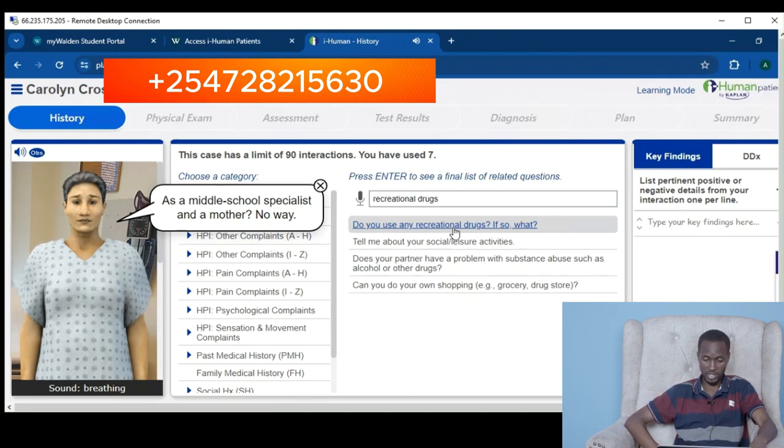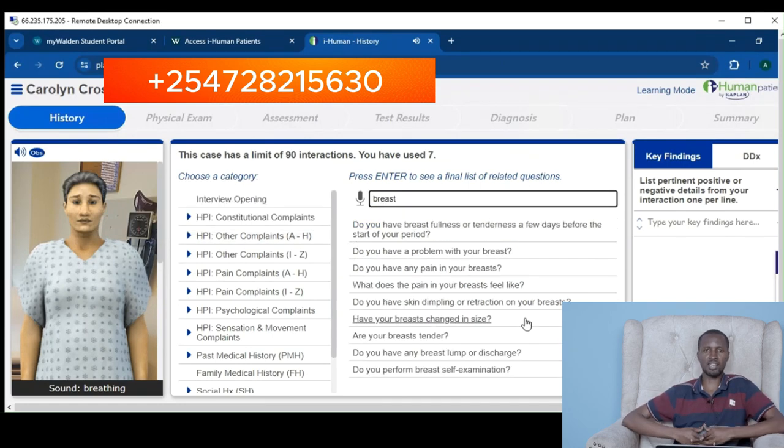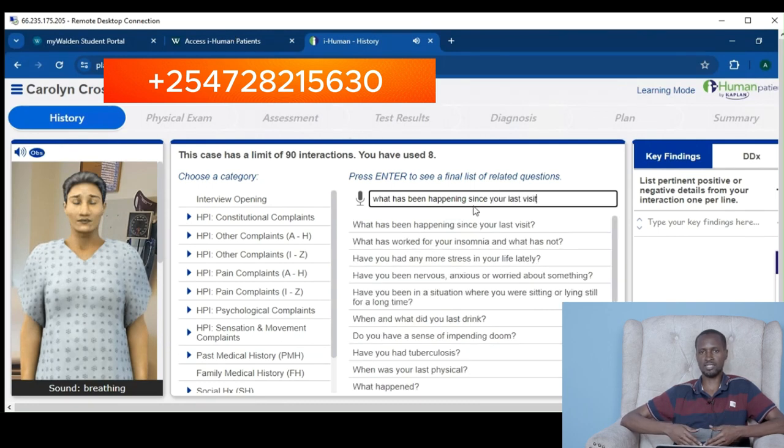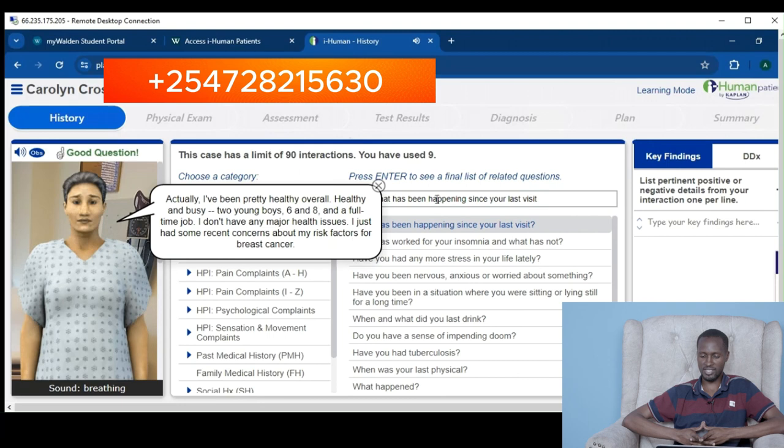Now, some of the basic questions that you have to ask almost all patients include, how can I help you today? That's a basic question that you have to ask all patients. There are questions about drugs and social activities, like whether the patient is using recreational drugs, drinking alcohol, sexual activity, immunization, and problems with nervousness, heat or cold intolerance.